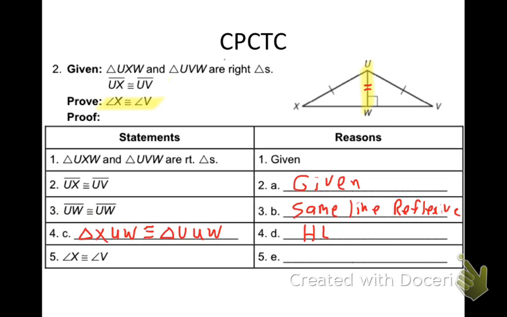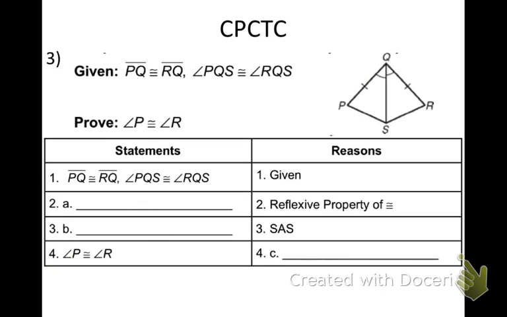So I'm proving X is congruent to V, and what's my reason for that? CPCTC. Congruent parts of congruent triangles are congruent. Nice job. Taking that information, try this one on your own. There are 3 blanks for you to fill in, A, B, and C. Fill in the missing parts on this one.